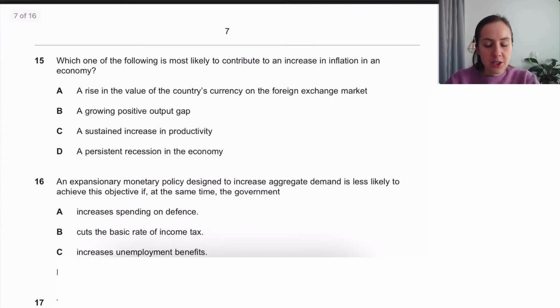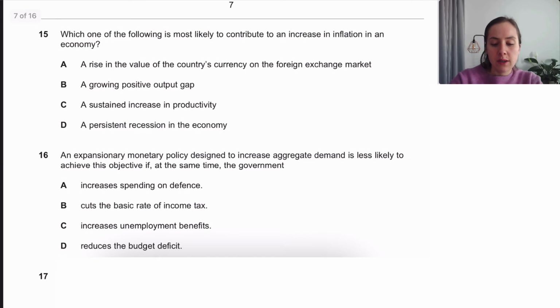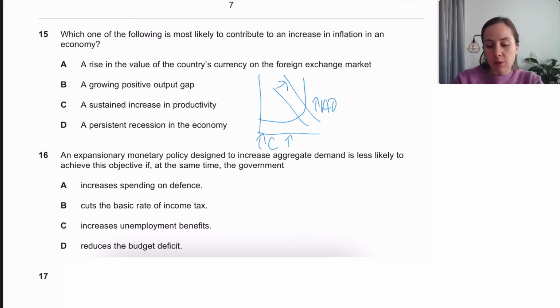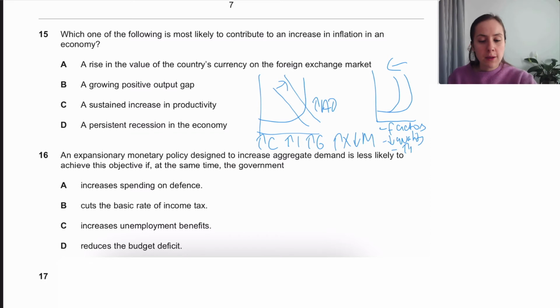An increase in inflation in an economy. So we're looking for two things. We're looking for demand pull inflation, so increased AD, which could be because of more C, more I, more G, more X, and less M. Or it could be because of cost push reasons, so your AS curve shifting left, and that could be because of fewer factors of production or lower quality, higher costs, higher average total costs. So I'm looking for one of these two things. I'm going to skip A, looks tricky.